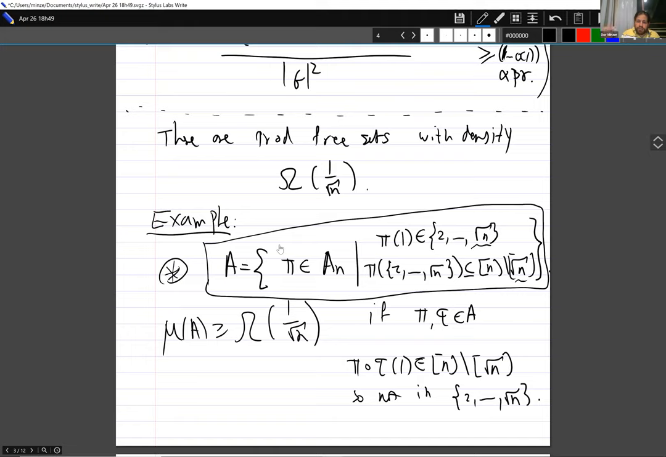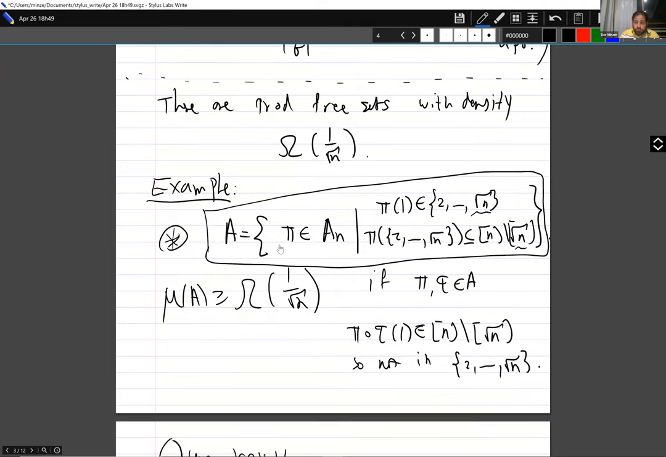So if I were to condition on one output of the permutation, pi of one, and I manage to force it to be two, then the density of my family would jump from being one over root n to being a constant. So by restricting a single value of the permutation, we managed to change the density of the family dramatically. And whenever you have something like that, the method that I'm going to talk about has a good chance of working.